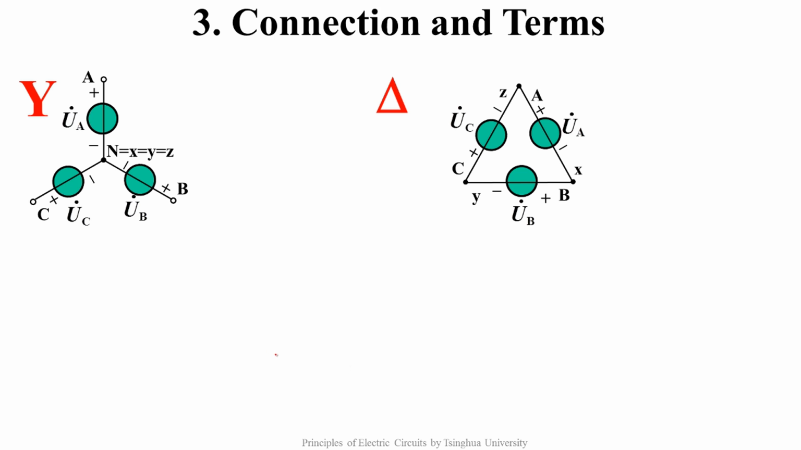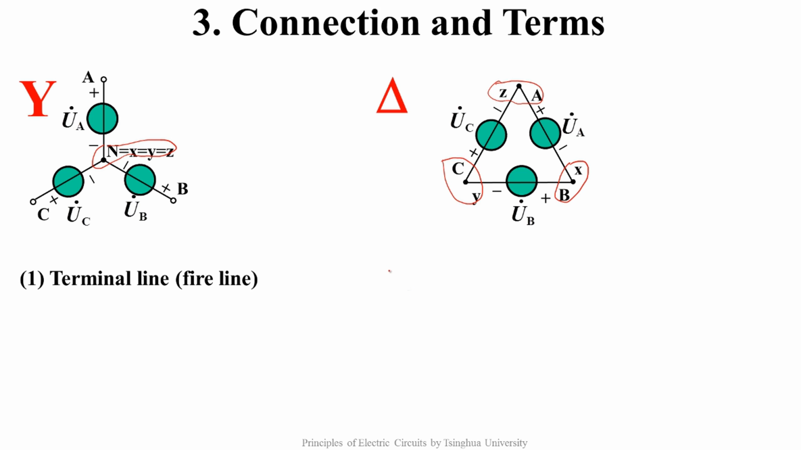The three single-phase sources with the same frequency, same magnitude, and 120 degrees phase difference from each other have two connection types. In the first type, all the terminals are connected together. It's called the star connection. In the second connection, A is connected to Z, B is connected to X, and C is connected to Y. It is called the delta connection. We need to introduce the definitions of several terms about the star connection and the delta connection.